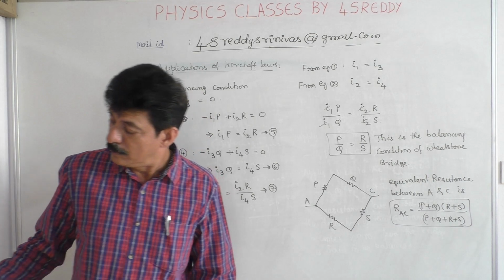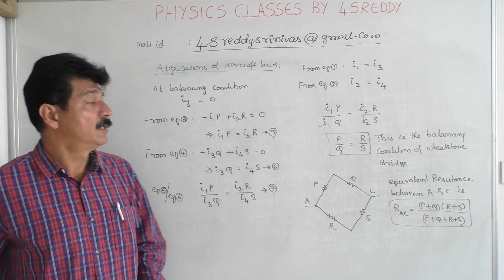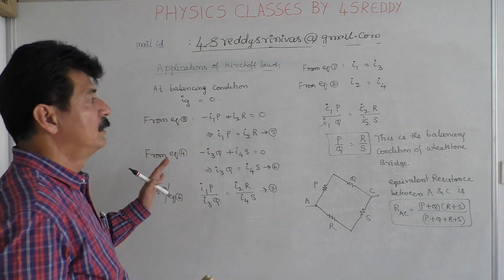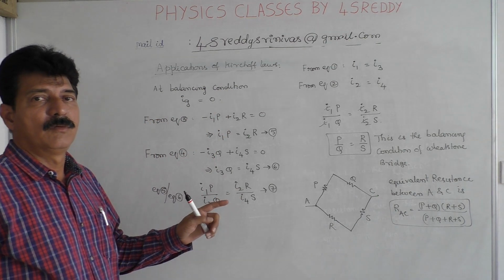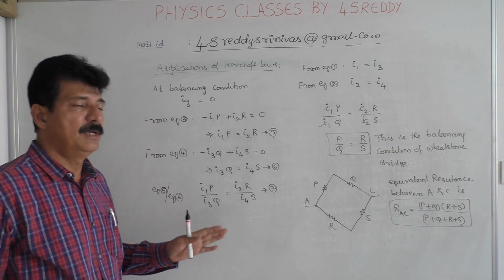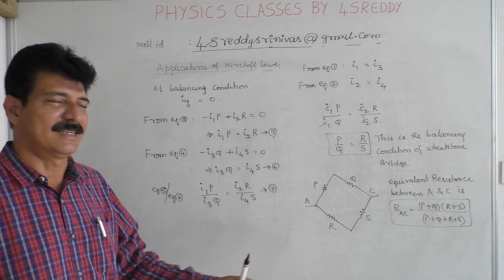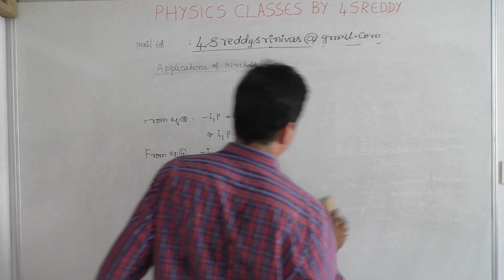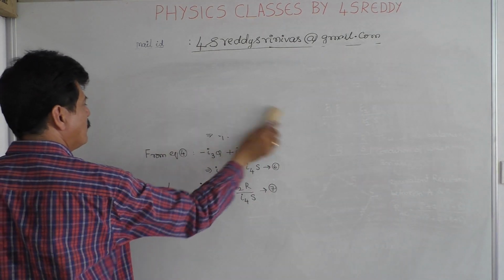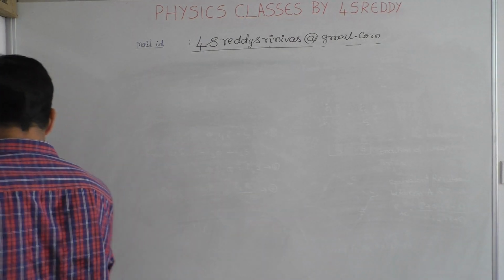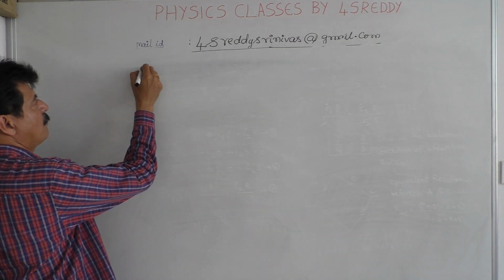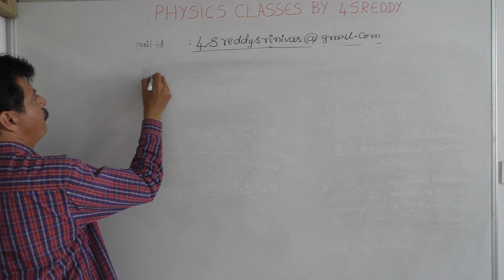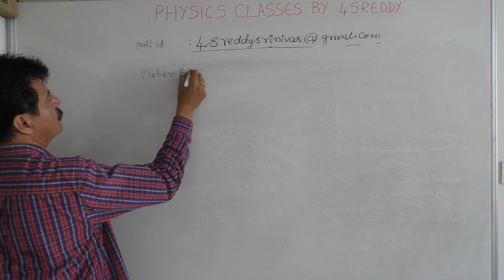This is one application related to the Wheatstone bridge, Kirchhoff laws. So, this is very important. What is the balance condition of Wheatstone bridge? It is P by Q is equal to R by S. And another application is meter bridge. The second one is meter bridge.